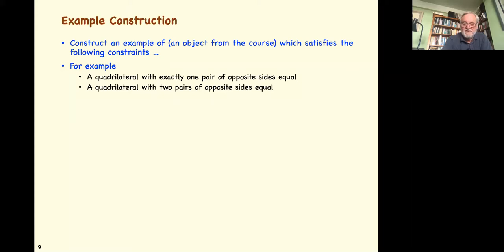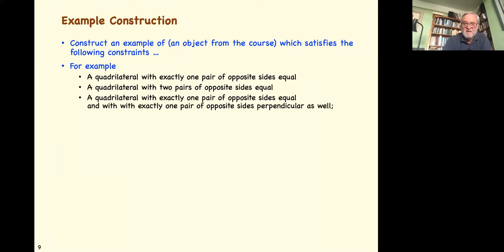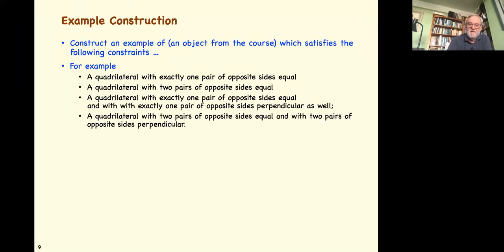Now, all I'm illustrating here is how you can add constraints. I'm not expecting this to be a challenge. How about this one? A quadrilateral with exactly one pair of opposite sides equal and with exactly one pair of opposite sides perpendicular as well. And then to cap it all, a quadrilateral with two pairs of opposite sides equal and with two pairs of opposite sides perpendicular. Now the point here, we haven't got time to work on it.